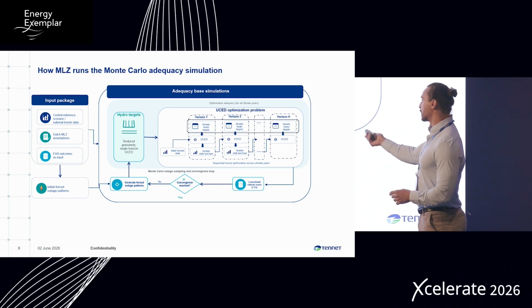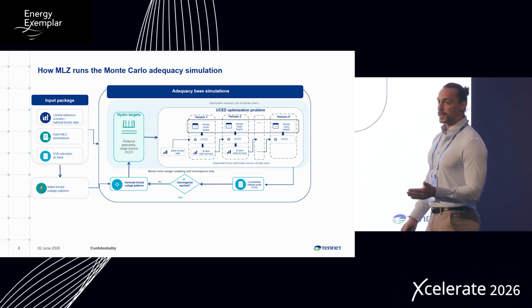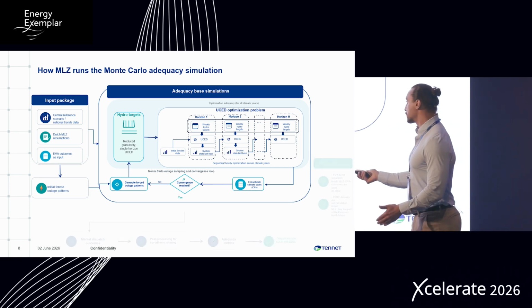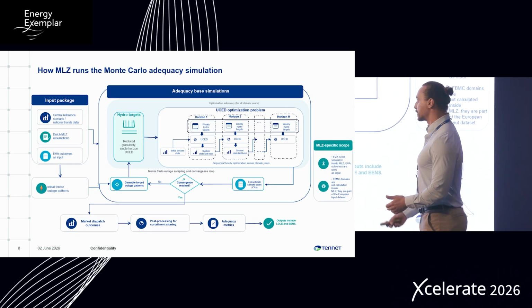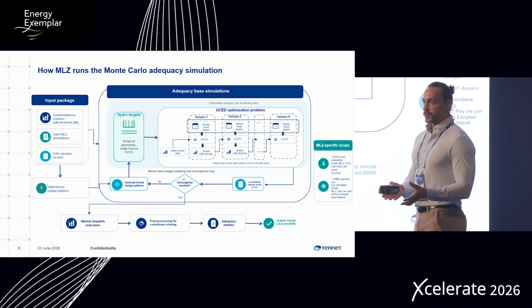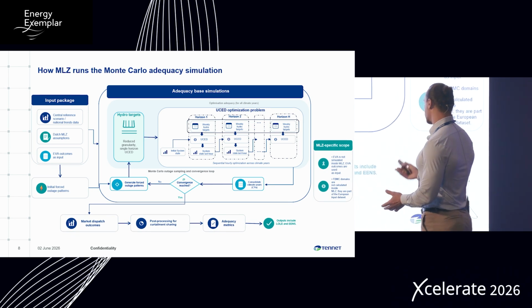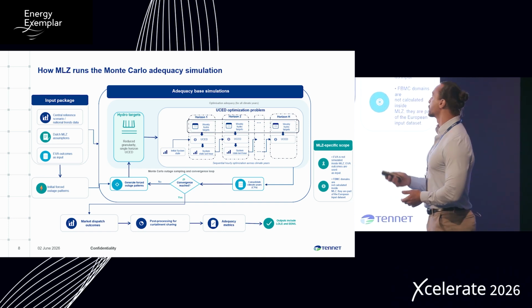If we don't achieve convergence, we just increase the number of outage patterns. If we achieve convergence, then we just get the market dispatch outcome. We perform the post-processing for the scarcity analysis, and last we have our final LOLE and ENS.